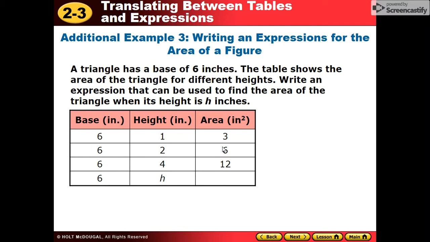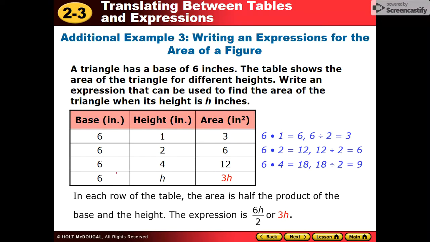In the first one, I've got my height and my area. How do these all relate? Well, if you did 6 times 1, so base times height, and then divided it by 2, you'd get your area. Same thing here, base times height would be 12, 6 times 2 is 12. If we divided that by 2, we'd get our area of 6. So on and so forth. Base times height divided by 2.